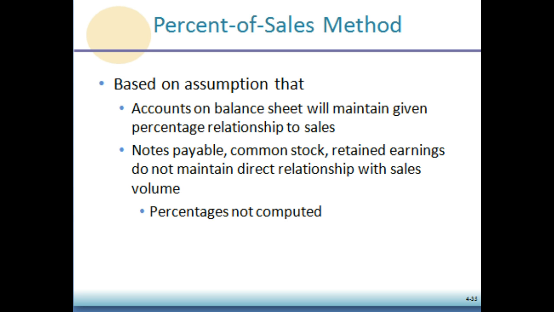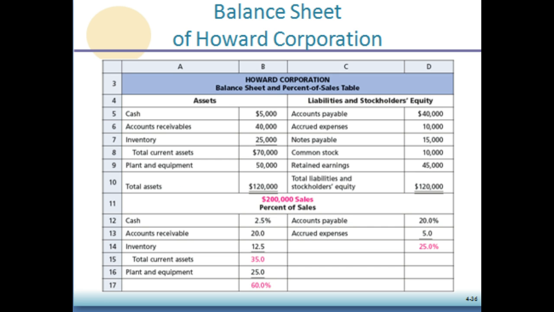The percent of sales method is based on an assumption that accounts on the balance sheet will maintain a given percentage relationship to sales. Notes payable, common stock, and retained earnings do not maintain a direct relationship with sales volume, and the percentages are not computed. Here's an example of a balance sheet for Howard Corporation for your review.